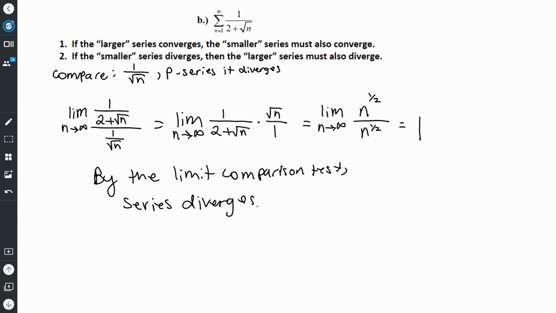So if it equals 1, then it diverges? If it equals a positive real number, then whatever your comparison does, that's what your series does. So if your comparison converges and your limit, let's say, equals 1.5, then the original series also converges.